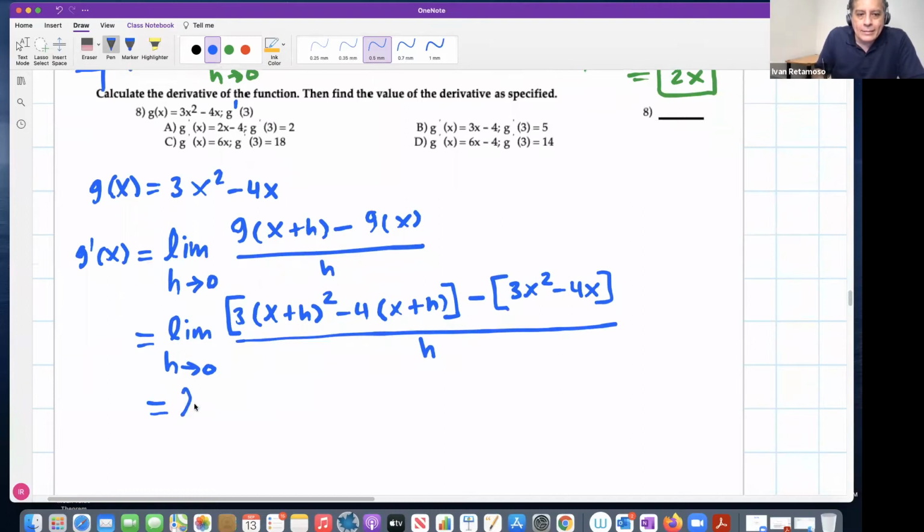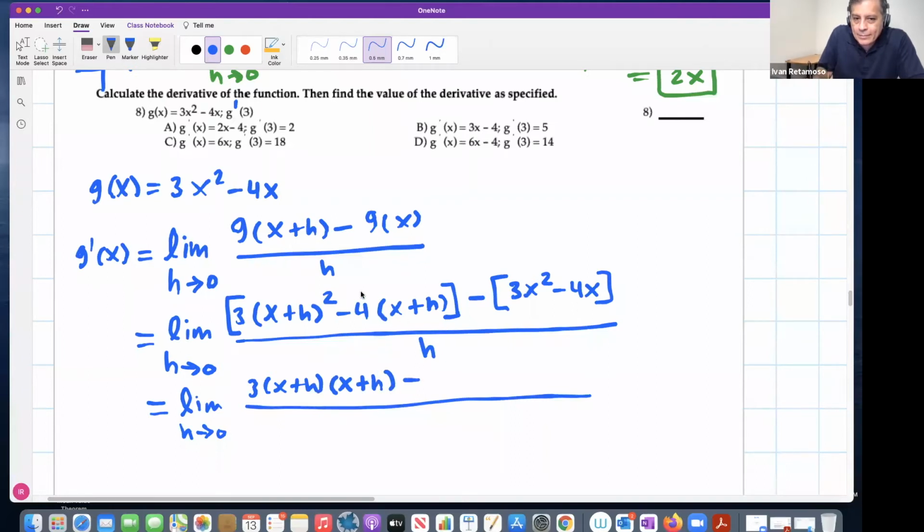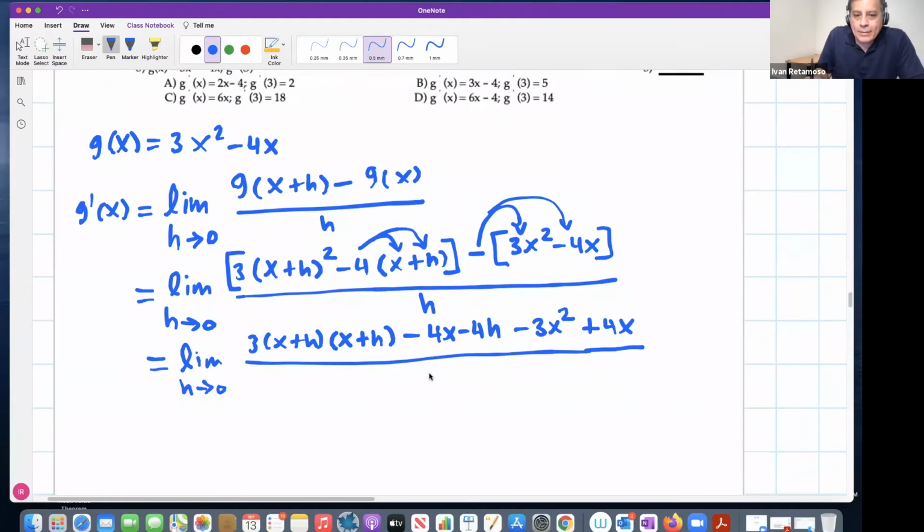Now, as I mentioned, this is a lot of algebraic work that must be done carefully. Look, there's a 3 outside. So I'm going to expand this as 3 times x plus h times x plus h, minus 4 times x, minus 4 times h, minus 4h, minus, distributed here, minus 3x squared minus times minus 4x. You can think of minus 1 times minus 4x as plus 4x. Good here. And all that divided by h.